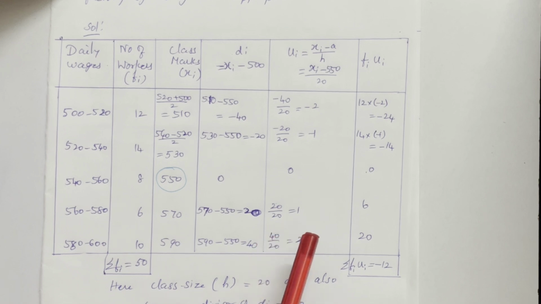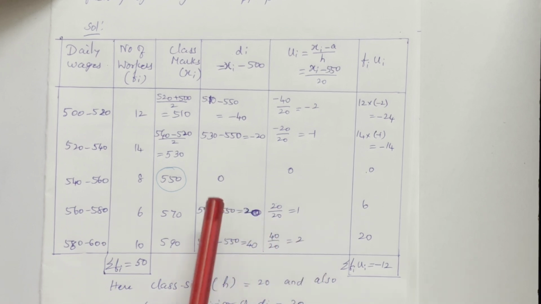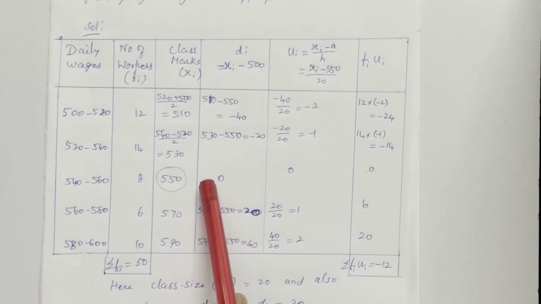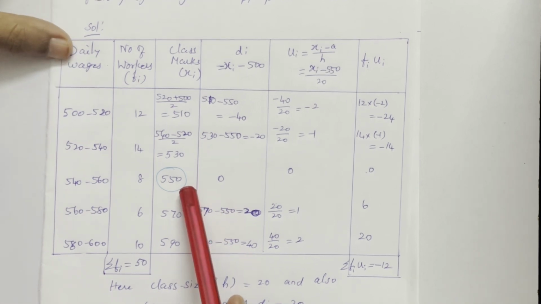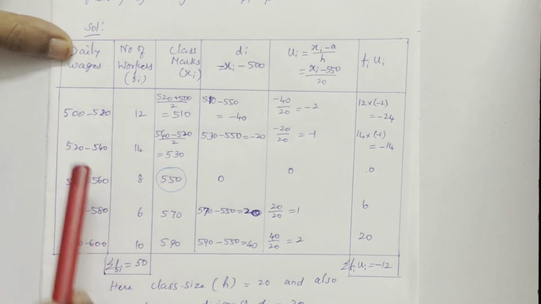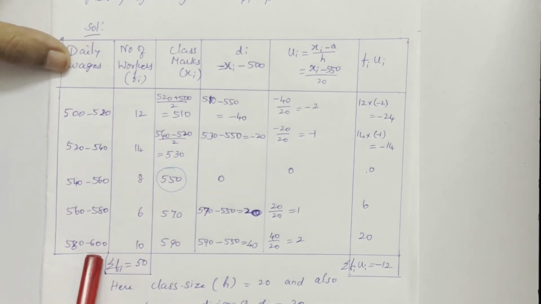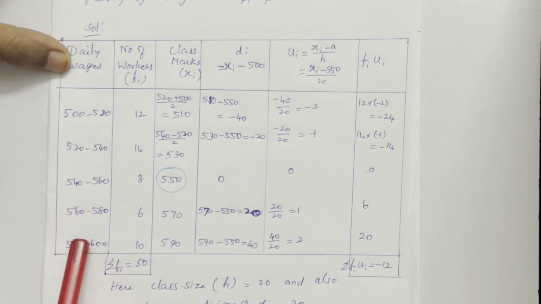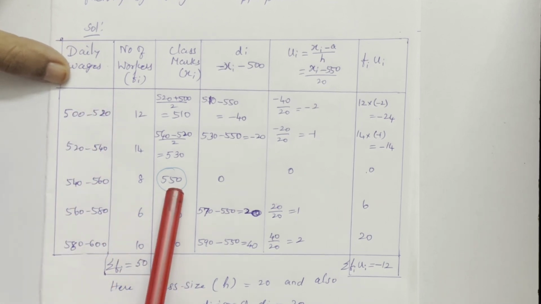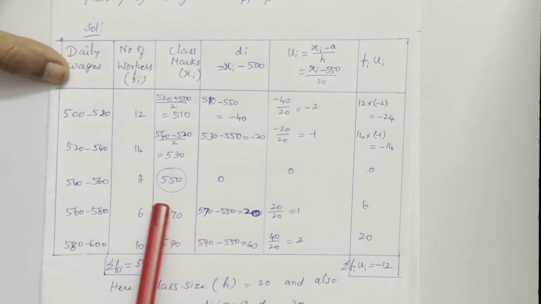That is finding di and fi di. Okay. Moving to the second method, we have to find the assumed mean. Assumed mean means A. See the number of intervals, the number of rows: 5 rows. So we have to choose the middlemost number in xi. Here the middlemost number is 550, so it should be taken as A.